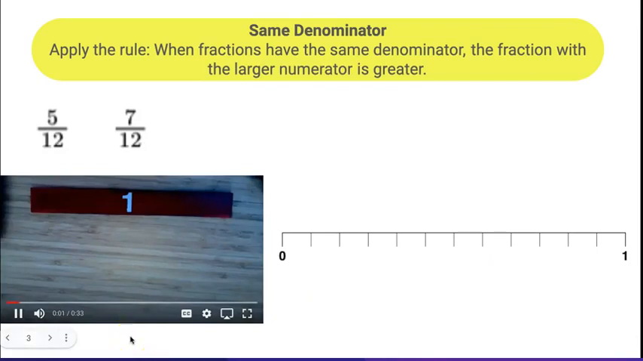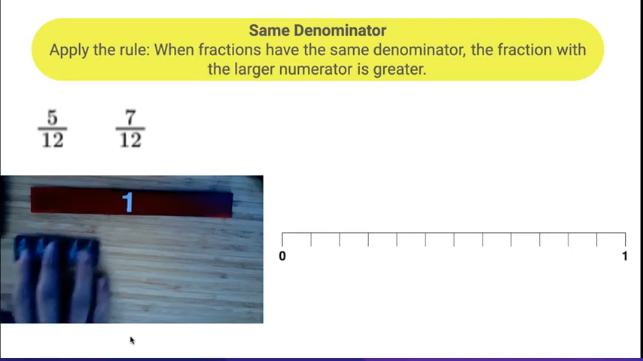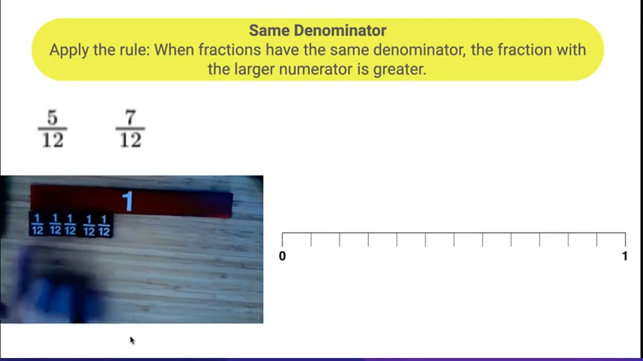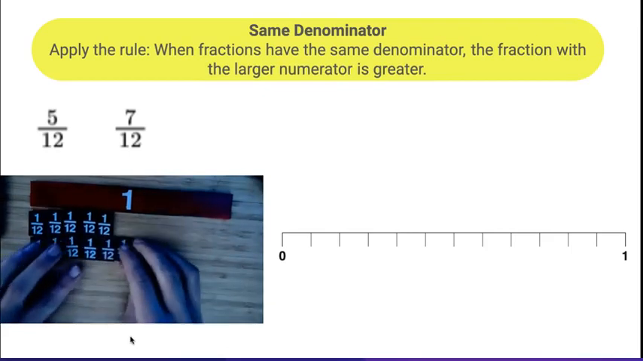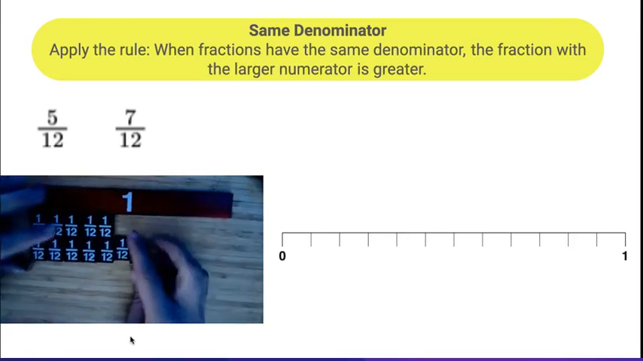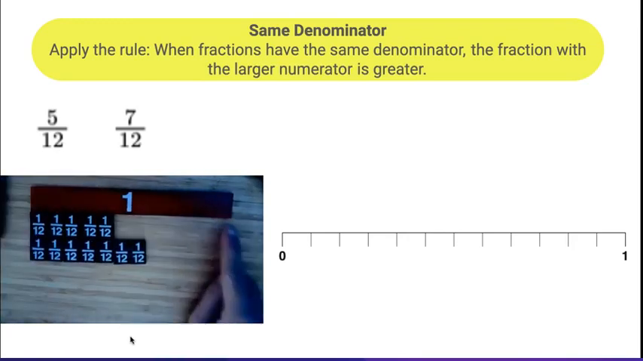In the second example, I am going to compare 5/12 to 7/12, and because they have the same denominator, I should be able to use the rule that the fraction with the larger numerator is the larger fraction. So first, let's look at 5/12. 1, 2, 3, 4, 5. And then I'm going to put 7/12 down. And I can see that 7/12 is closer to a whole, so that is the larger fraction.